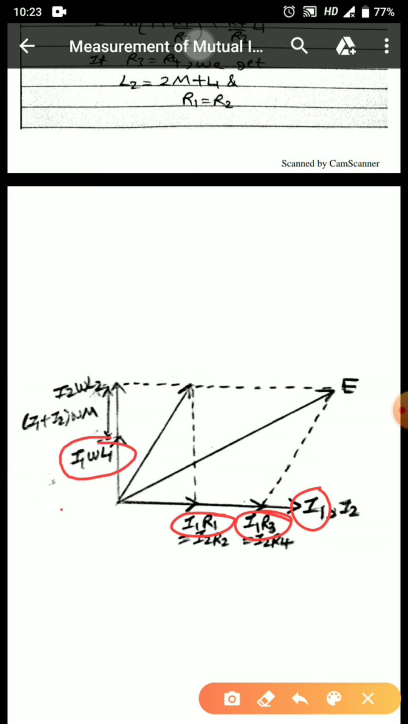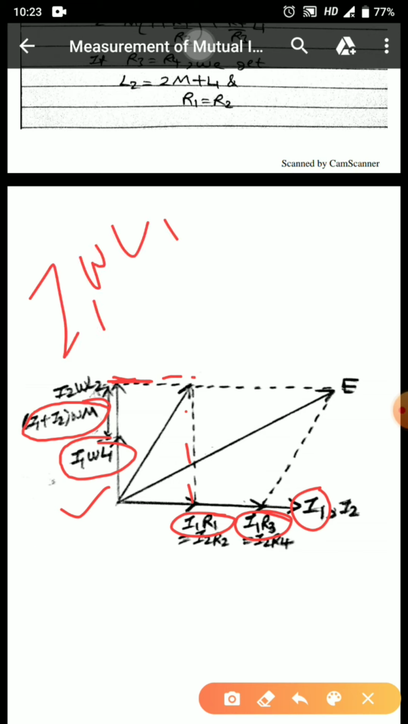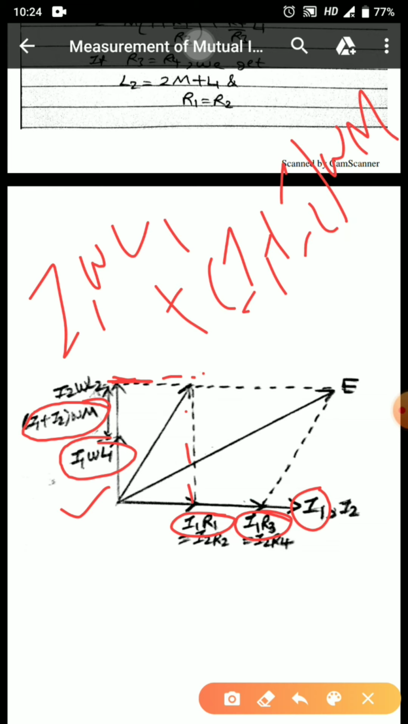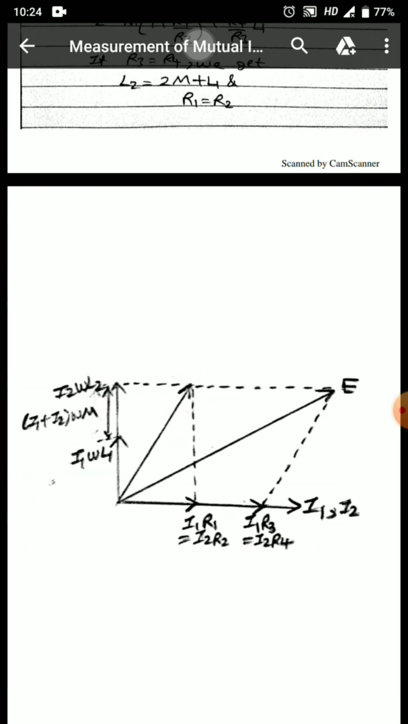Now when I am talking about this first inductor, it is having a mutual inductance component also. This mutual inductance component is I1 plus I2 omega M. So this is also getting added. Now to derive the value of E1, I will just take a phasor sum of I1 R1 and I1 omega L1 plus I1 plus I2 omega M, because this is the first arm. Taking a phasor sum, I get the value of E1.